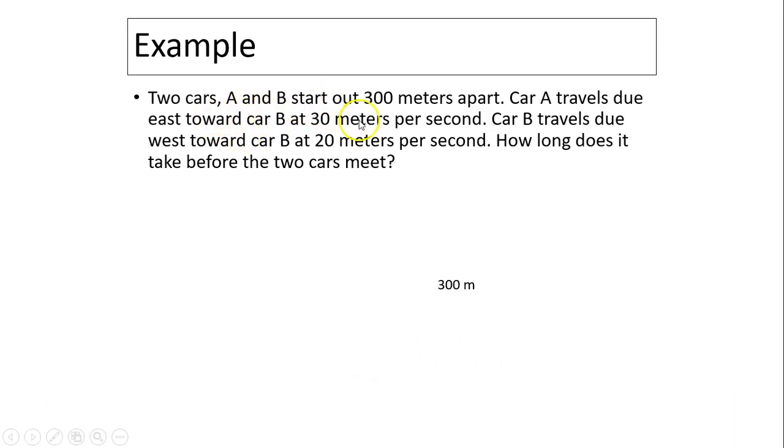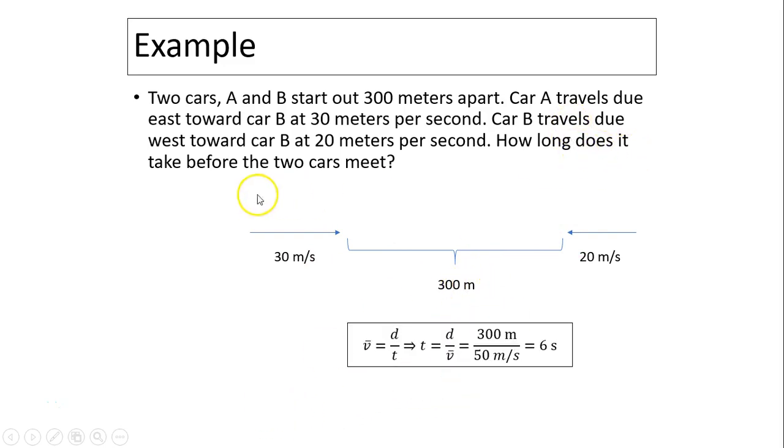So now two cars, A and B, start out 300 meters apart. Car A travels due east toward car B, and car B travels due west at 20 meters per second, and car A travels at 30 meters per second. Again, to draw a picture, you have 30 meters per second, 20 meters per second. Here's A, here's B. They are 300 meters apart. How long does it take before the two cars meet? You're solving for time. d is 300 meters. Because you're traveling toward each other, the relative speed is faster. You add the two together, and you'll have 6 seconds.